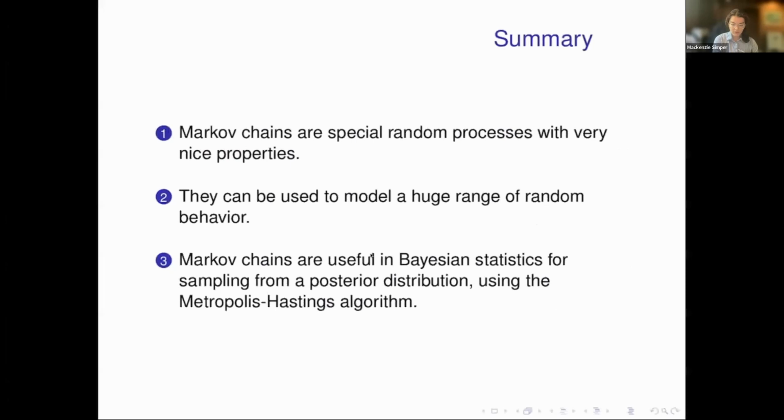Okay. So just to wrap up, a little summary of what I hope you'll take away from this talk is, I hope you know what a Markov chain is now, and I hope you're excited to learn about other Markov chains. They're special random processes with very nice properties. They're applied in many cases, used to model a huge range of random behavior. And we talked about this one application useful in statistics for sampling from a posterior distribution, or whenever there's a distribution that you want to sample from, you can design a Markov chain using the Metropolis Hastings algorithm.